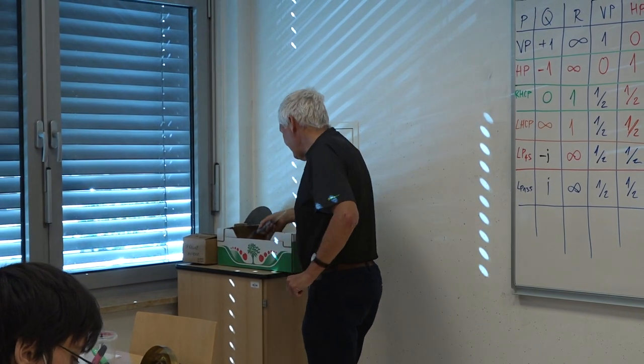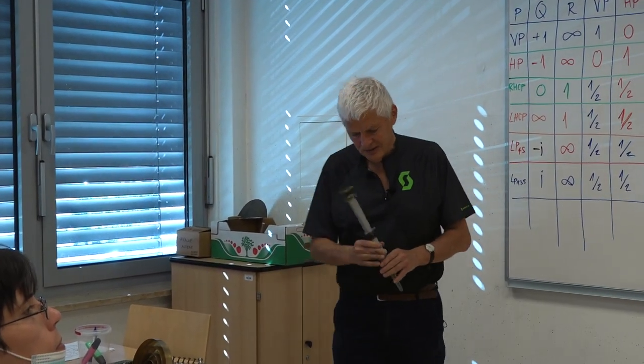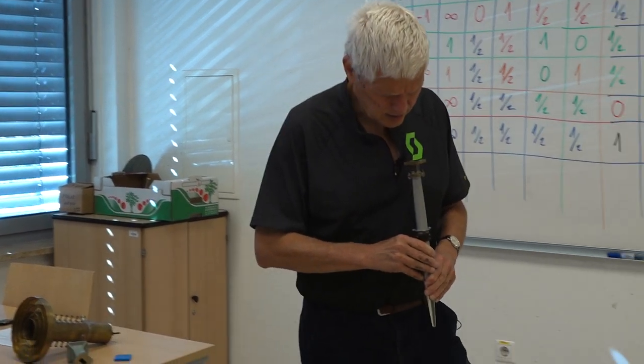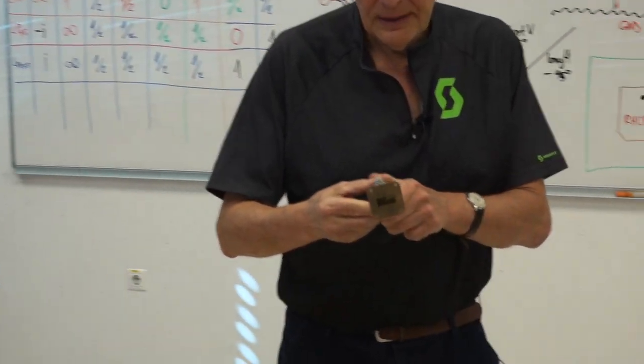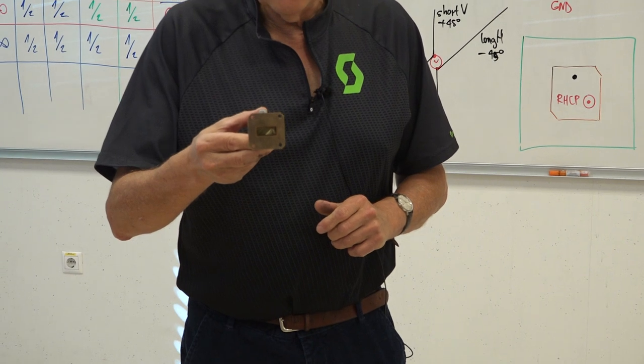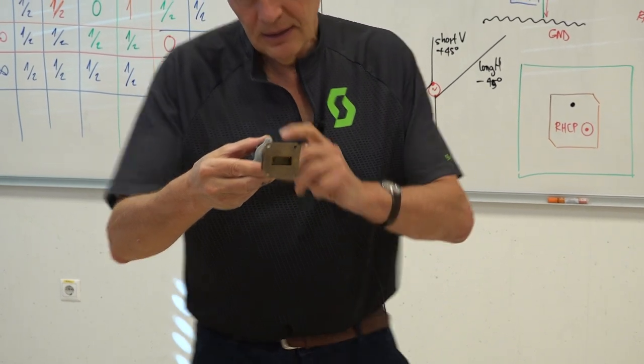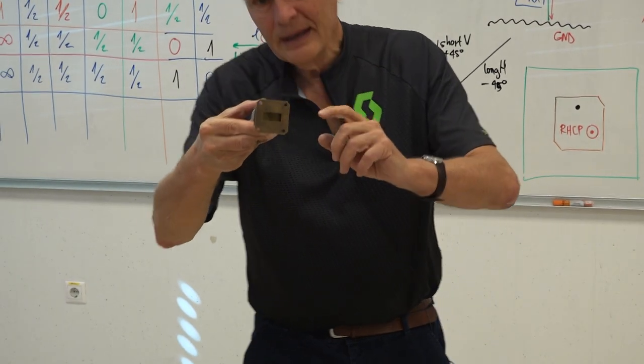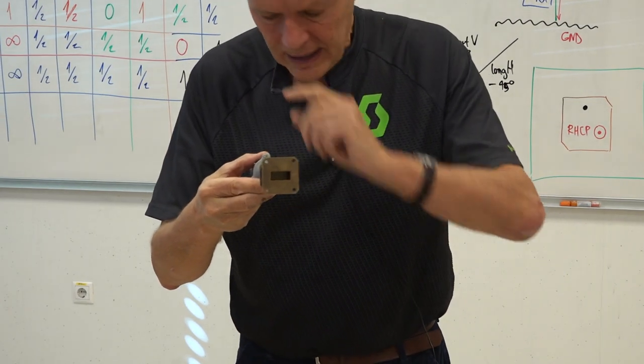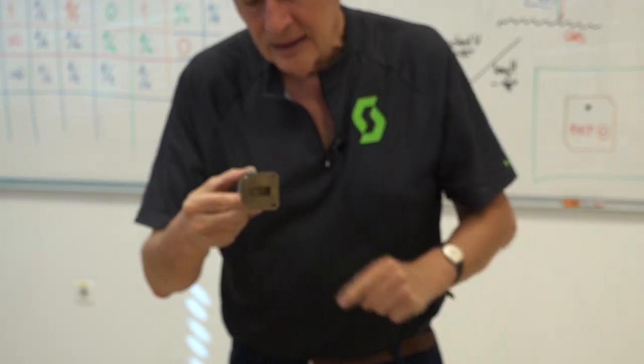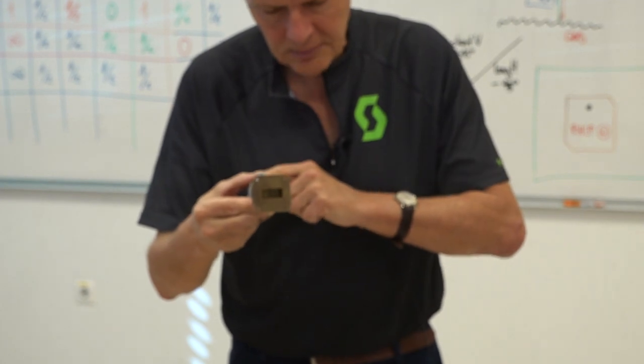Some horns are even made to be able to change the direction of polarization. Now, the way I put the waveguide is vertical, but I have at 45 degrees a piece of dielectric inside to change the vertical into circular polarization at its output.